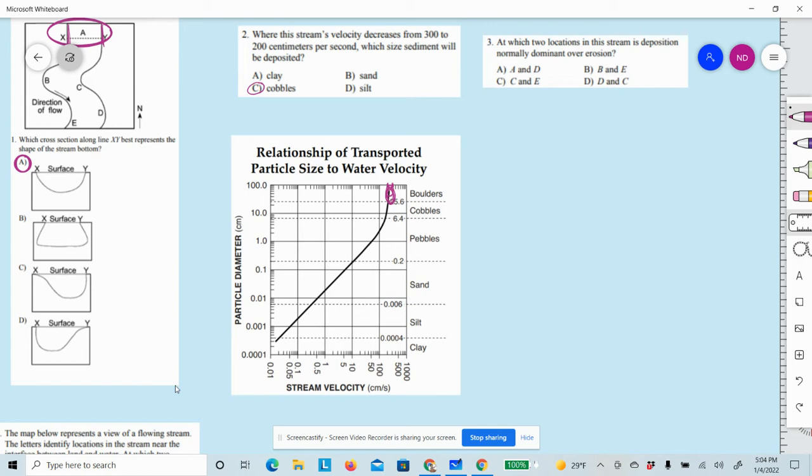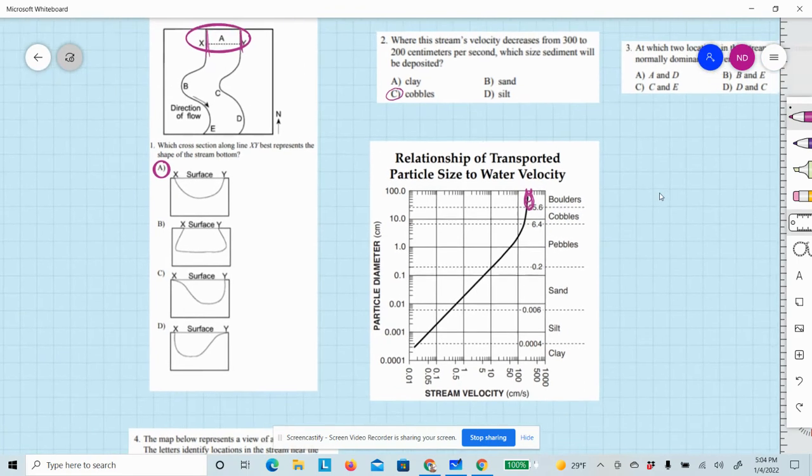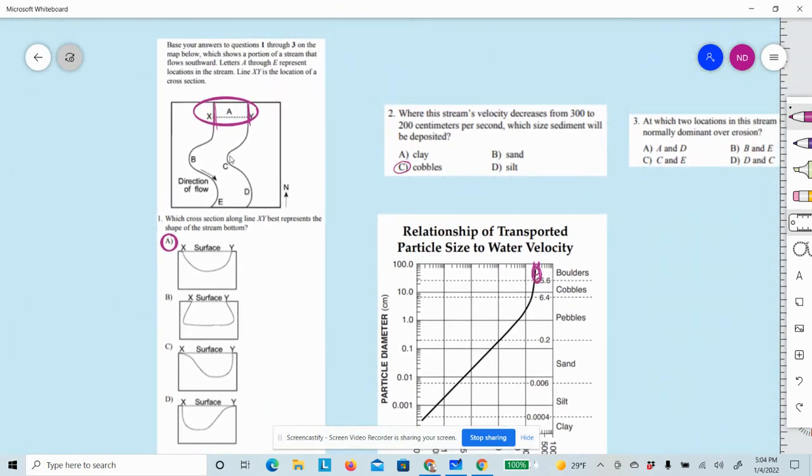At which locations will stream deposition normally dominate over erosion? Okay, so now we have to go back to this diagram over here. What position is going to be deposition dominant over erosion? Deposition occurs on the inside of a curve. Erosion occurs on the outside of a bend. So erosion's occurring over here and deposition's occurring over there.